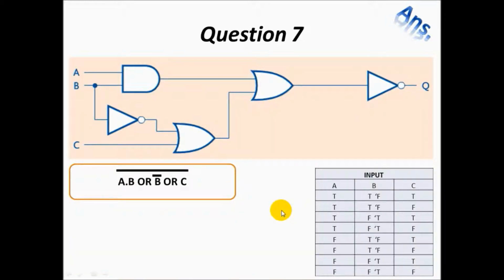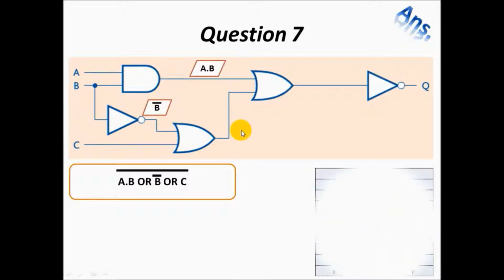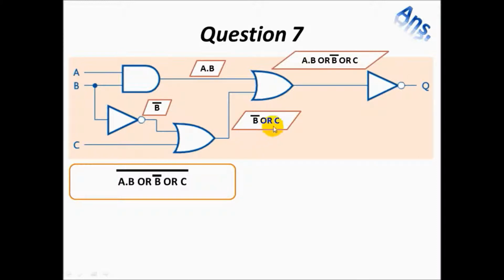Have a look here. Inverted B. A and B, look at that, that's a connection there. So we've got B feeding into there, we've got C feeding into there. So I would do that first. So it's inverted B or C, and this is the result of A and B coming in, but this is turning the entire expression into A and B or inverted B or C.